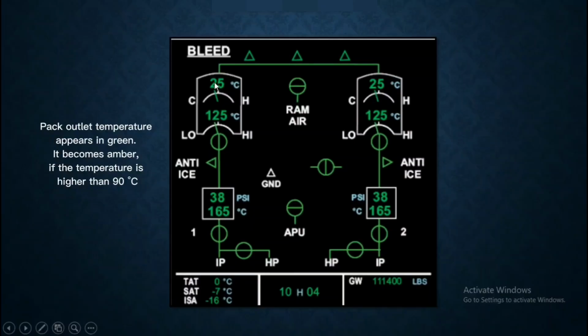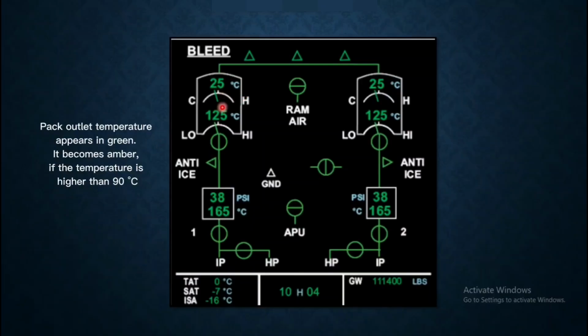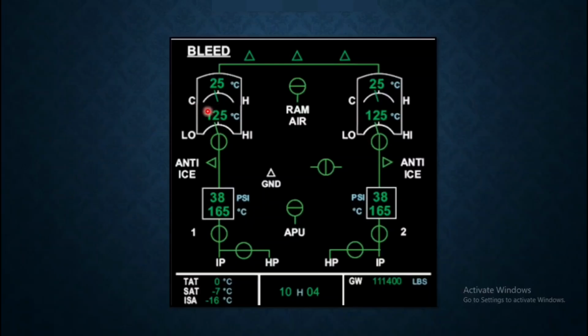So zone duct temperature more than 80, fault light, and pack outlet temperature, if it is more than 90 degrees, then fault light will generate here. And you can see here that your cold valve is fully closed and hot valve is fully open. This is your bypass valve position, this will be normally in green color. So there is no separate push button for showing this bypass valve condition.